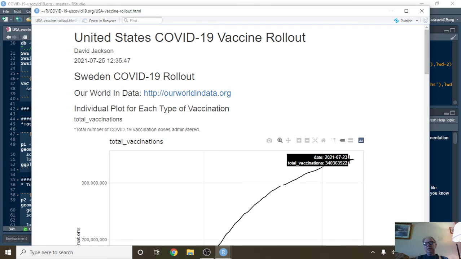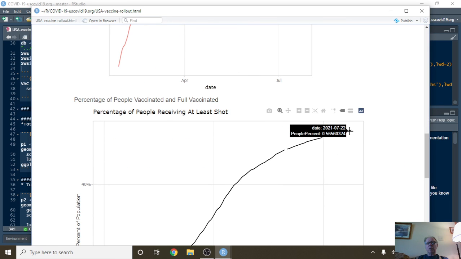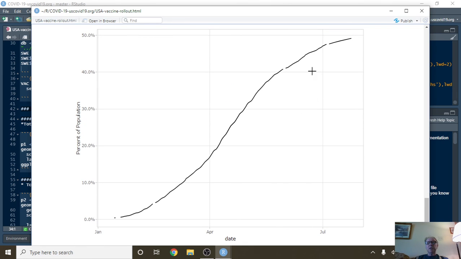So here's the vaccine. Currently, we have administered about 340 million doses. Of that, 187 million have received a single dose, and 162 million, so close to 50%, have been fully vaccinated. What about percentages? Well, you can see that 56% of the population has received one dose, and 49% of the people have received a full dose. So over the next month, we should begin to see the effects of the vaccine in terms of COVID-19 deaths.